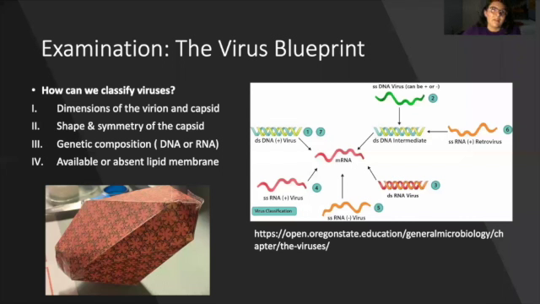So now that we've talked about what a virus is and how it does its job, we have to examine the virus in its entirety, the blueprint. So how can we classify viruses? Well, we can classify viruses by looking at the infected particle itself, the virion, and the capsid. I've stated before that the capsid is the protein coat. We have to look at the shape and symmetry of the capsid, genetic composition, whether it has DNA or RNA, and see if it has a present or absent lipid membrane.